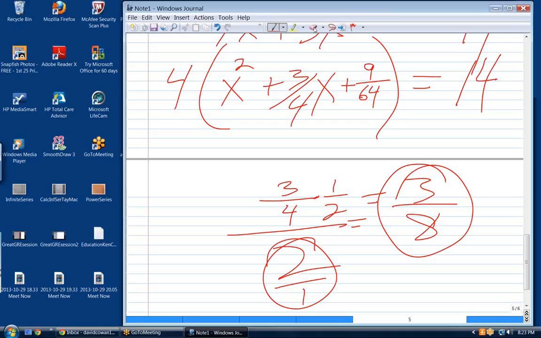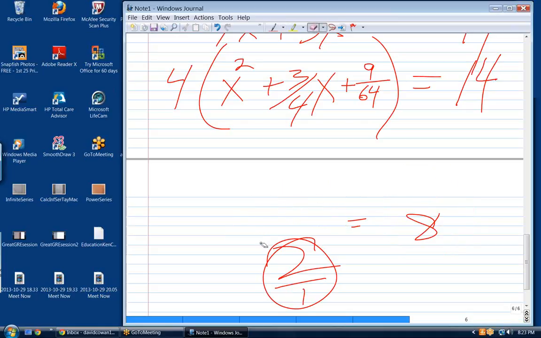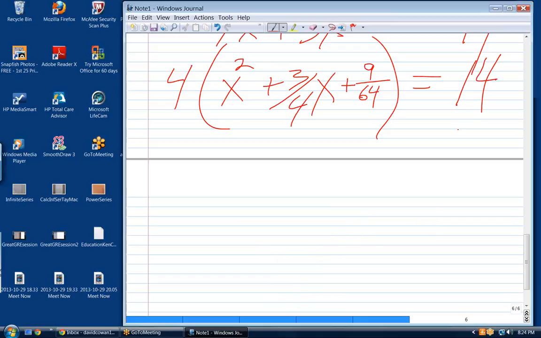You with me? What did I just add to the left side of the equation that I have to counterbalance by adding it to the right side? 9/64 times 4. You see, when I wrote in 9/64, I didn't add 9/64 to the left side of the equation. I added 9/64 times this 4. So I really added 36/64. So I have to add 36/64 to the right side of the equation.